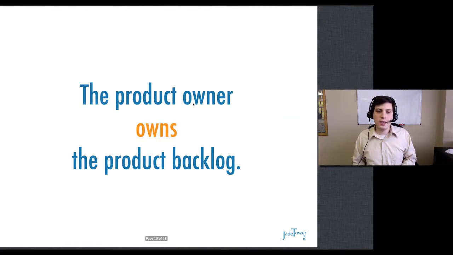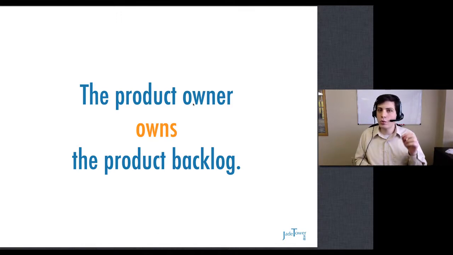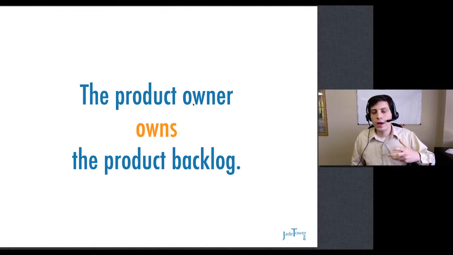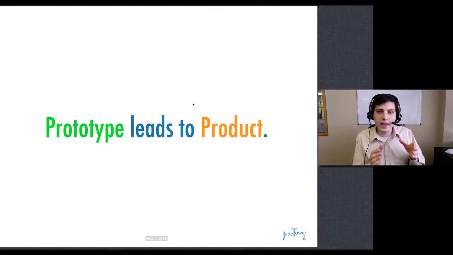Okay. And so basically the product owner owns the product backlog. So all of those user stories, that product owner, whoever is sort of the project manager and those kinds of things, would own that product backlog, and then leading it to prototyping. So prototype ends up leading to a product.